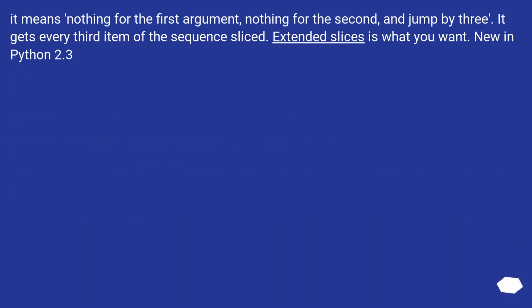It means nothing for the first argument, nothing for the second, and jump by 3. It gets every third item of the sequence sliced. Extended slices is what you want. New in Python 2.3.